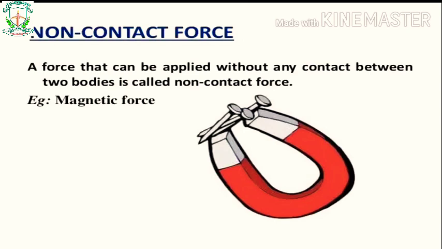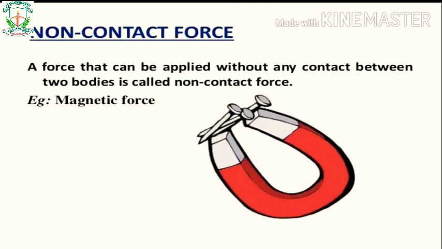In this picture, we can see a magnet and iron nails. What happens when we bring iron nails near to the magnet at some point? The nail moves towards the magnet and sticks to it. It means that some force is acting between these two objects.